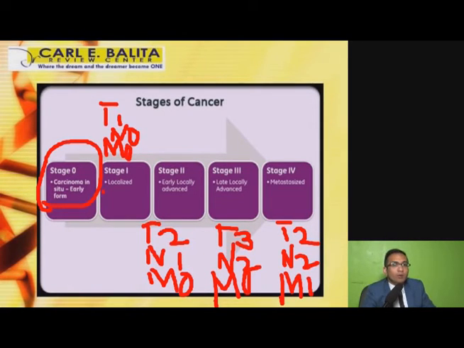Okay? Pag meron ka nang nakitang M1, may metastasis, stage 4, terminally ill na ang pasyente. Okay, so again, stage 1, T1, N0, M0. Stage 2, T2, N1, M0. Stage 3, T3, N2, M0. And stage 4, T2, N2, and M1.